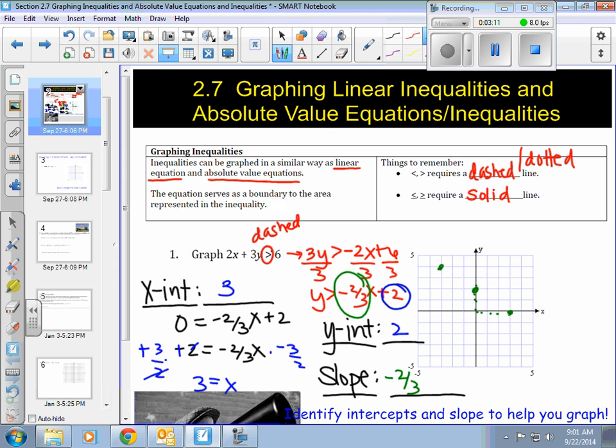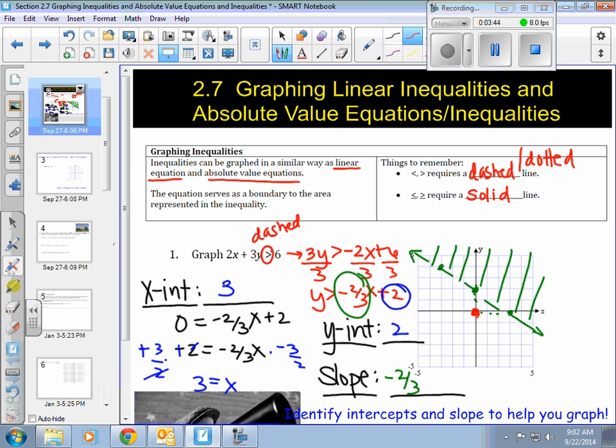Then, since it is not an equal to, it's greater than, I'm going to put a dashed line. That shows that the solutions are not included on that line. Then I need to shade because it says y is greater than. If it's greater than, you're going to shade above the line. If it is less than, you're going to shade below the line. If you forget, a good point to check is (0, 0).